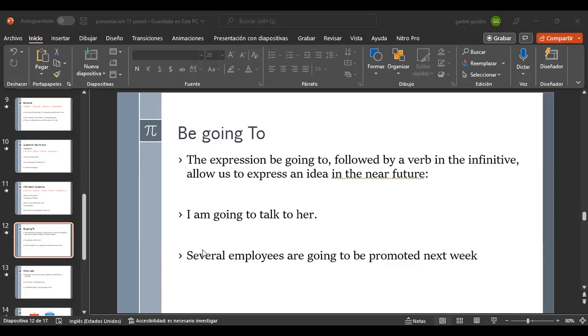Ok, aquí el sujeto sería los empleados, el verbo to be, luego going to y el verbo, ok, en forma base, be, sin cambios. Several employees are going to be promoted next week. Varios empleados van a ser promovidos o ascendidos la siguiente semana. ¿De acuerdo? Entonces es diferente estructura. Se utiliza de alguna forma similar para hablar acerca de cosas que van a pasar en el futuro cercano.